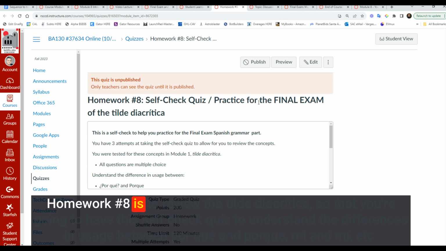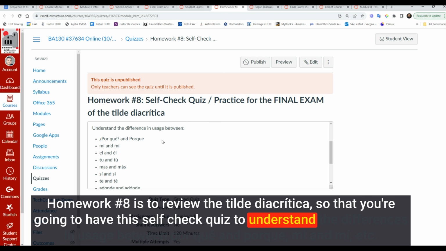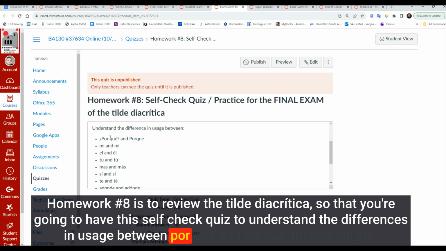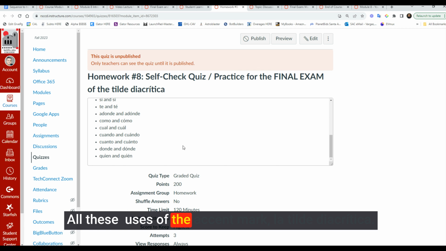Homework number 4 is to review the tilde diacrítica, so you're going to have this self-check quiz to understand the differences in usage between porque and por qué, me and mí, etc. All these uses of the accent mark, tilde diacrítica.